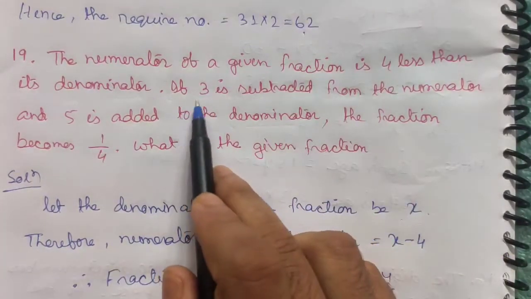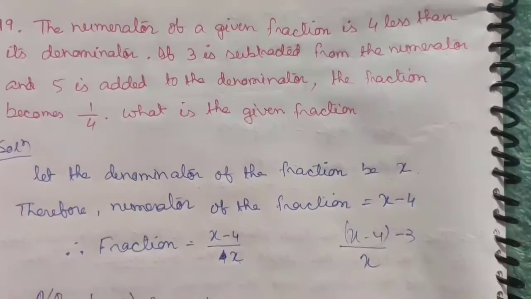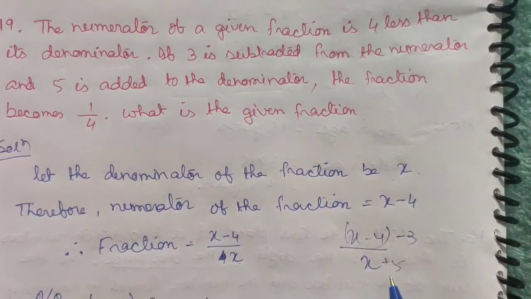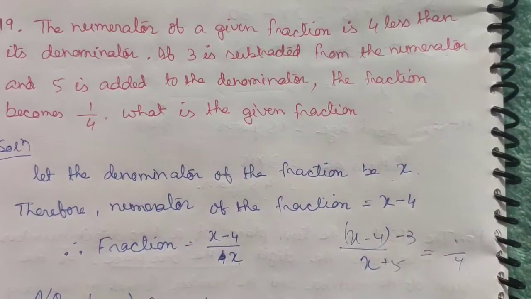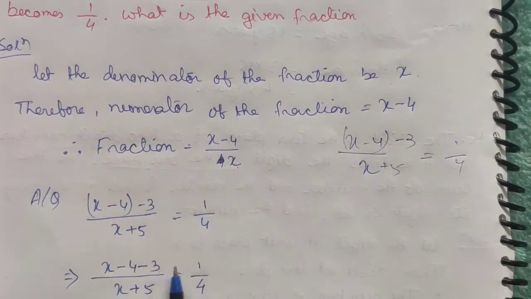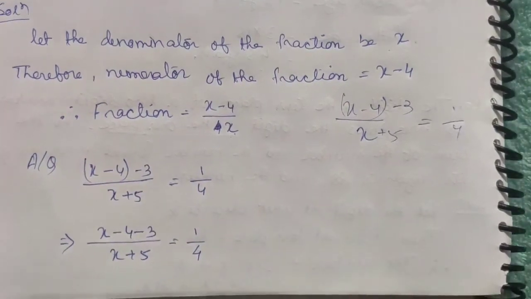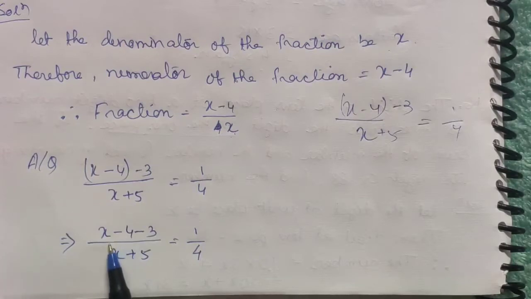Now another thing, if 3 is subtracted from the numerator, and 5 is added to the denominator, right? The fraction becomes 1 by 4. This fraction becomes what? 1 by 4. So I have written here, according to the question, x minus 4 minus 3 divided by x plus 5 equals 1 by 4. Here also we will cross multiply. Okay, so first, as there is a bracket, we will remove the bracket, it will become like this.